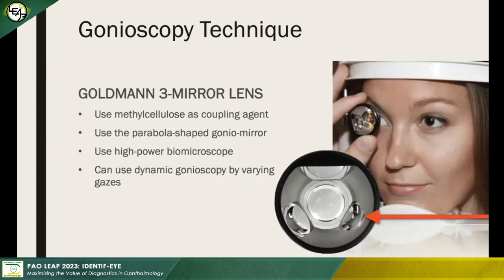So for example, you're looking at the inferior angle with the lens placed superiorly. If you wish to see past the very steep peripheral iris, you might want to ask the patient to look up, or towards the lens. So that's one of the variations or methods for dynamic gonioscopy for a Goldmann 3-mirror lens.